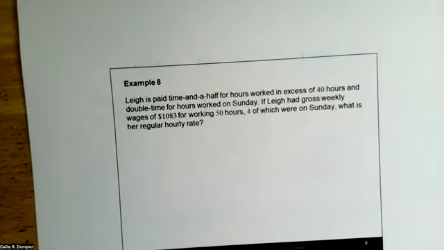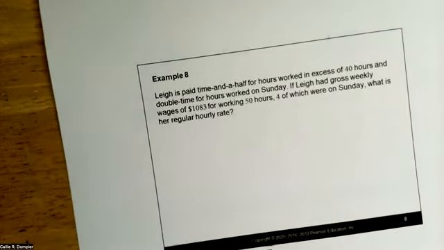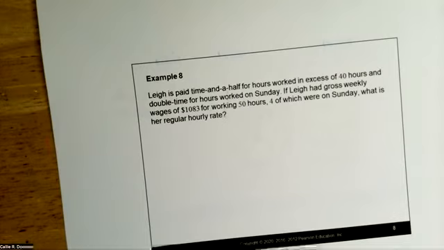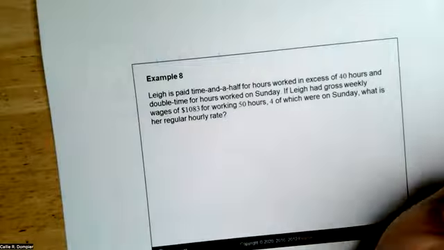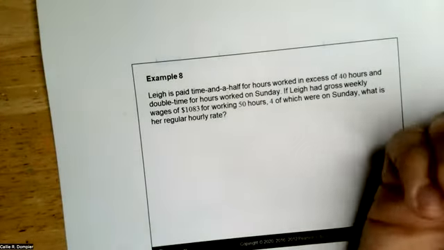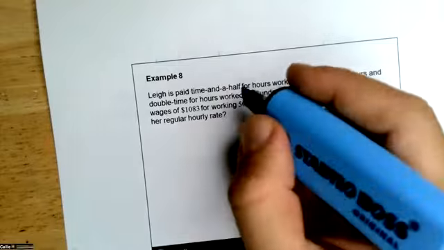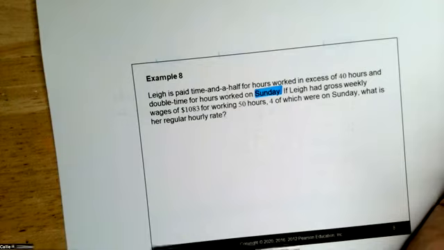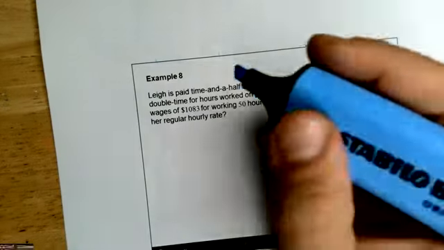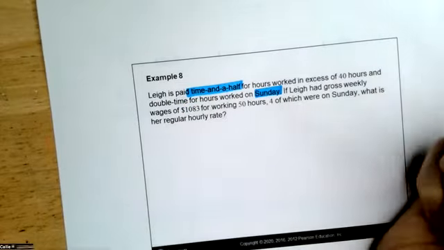All right, last example. Lee is paid time and a half for hours worked in excess of 40 hours and double time for hours worked on Sunday. If Lee has wages of 1,083 for working 50 hours, 4 of which were on Sunday, what is her regular hourly rate? I was saying wage. All right. What are our variables? We have hours, right? But we have Sunday hours are 2 times our regular hours, right? And we have time and a half hours.